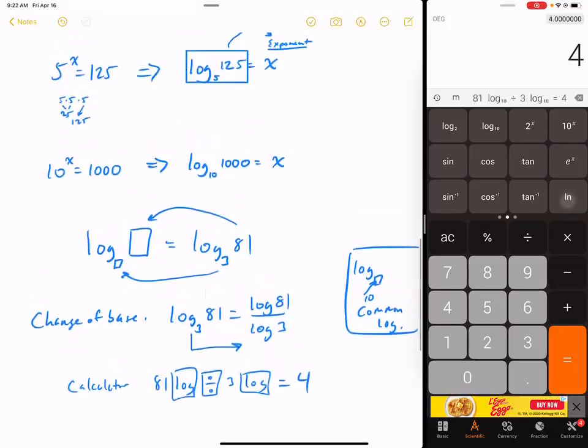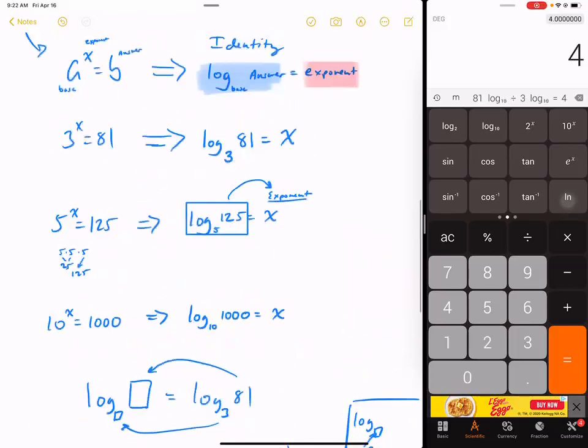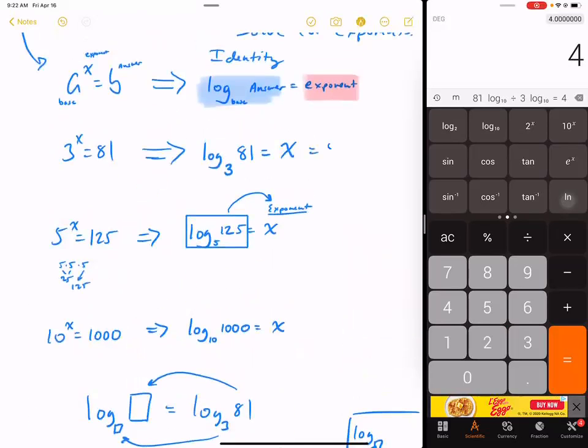Is it true that we said this was 4 here? Is 3 times 3 times 3 times 3 81? Yep. Okay, let's try with this next problem.